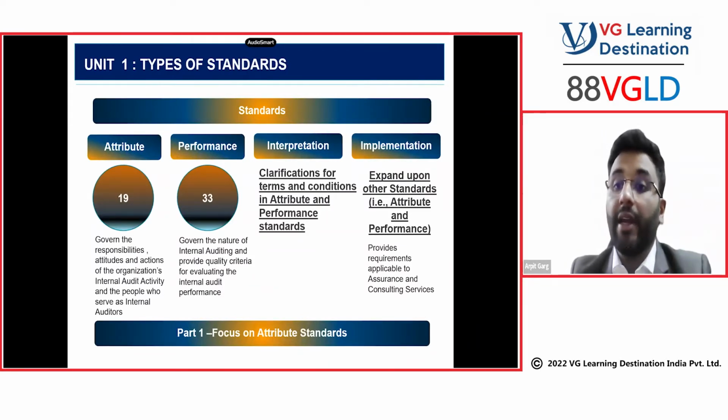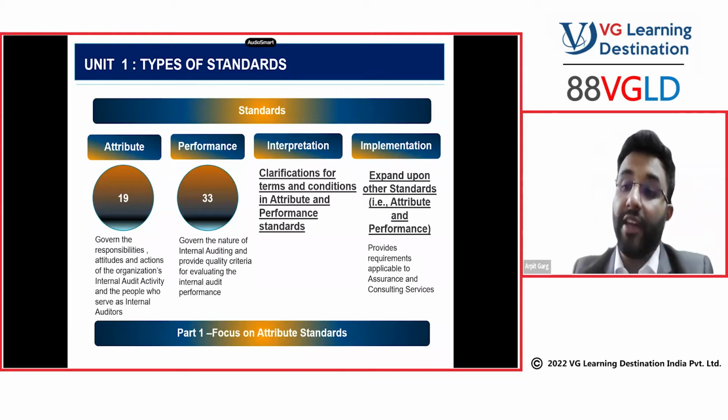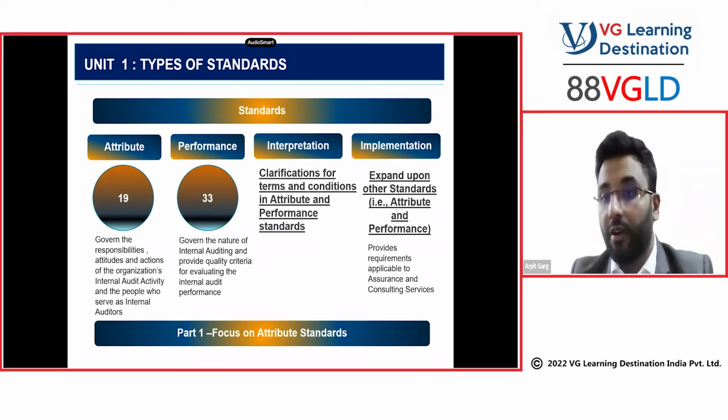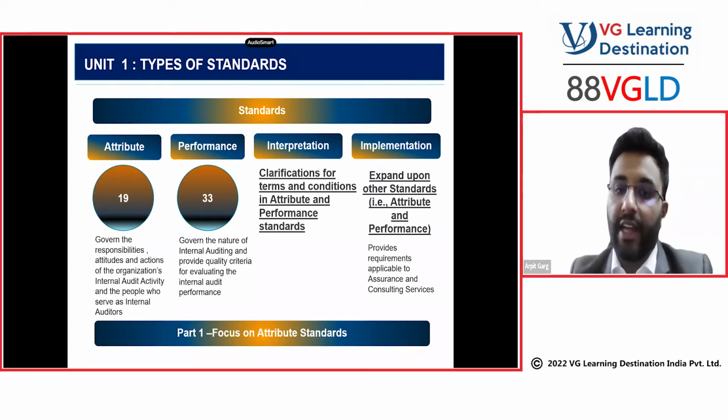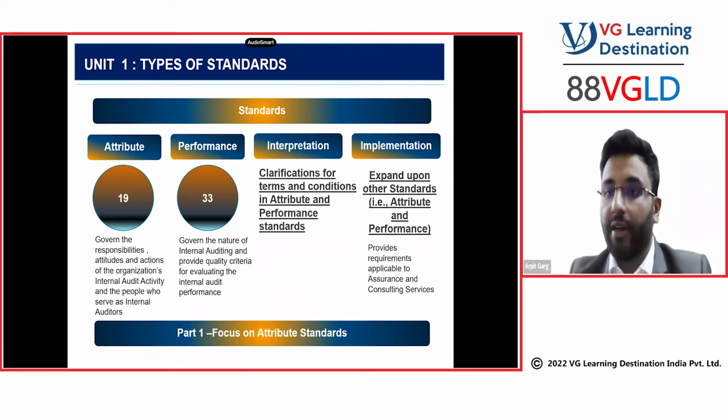Performance standards will tell that, okay, these are the various nature of work that internal auditors can do. So nature of work as in like governance engagement, risk management engagement, control related engagement, all that nature of work gets covered under performance standards, okay? Then it also provides quality criteria for evaluating the internal audit performance. So performance standards includes all the different standards that we have normally applied in practical internal auditing.